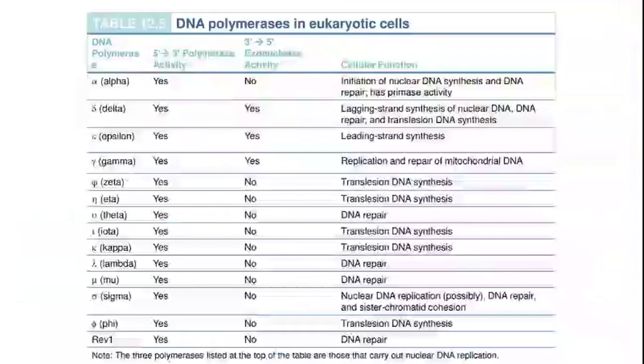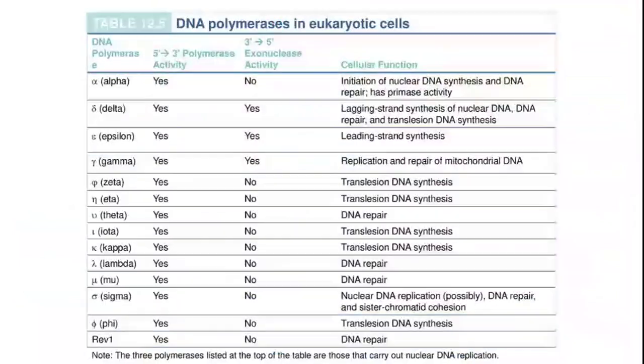So this table again is a summary that you can take your time to look at, the DNA polymerases in eukaryotic cells: alpha, delta, epsilon, gamma, zeta, eta, theta, iota, kappa, lambda, mu, sigma, and so on. For 5 to 3 prime polymerase activity, you can see everything is yes. For 3 to 5 prime activities, some are yes, some are no. So take your time to look at it, and then the cellular function they actually do.